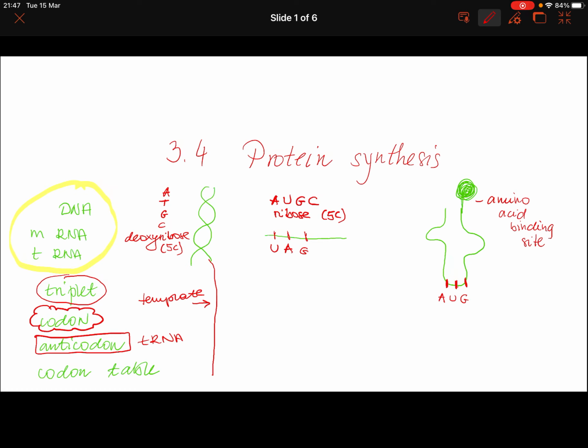Okay, so those are the key terms that you need to be aware of when you're learning about the protein synthesis. So the structure of the nucleic acids, DNA, mRNA, tRNA, and of course the function and the role of them in the process of protein synthesis. So triplet, one more time, there are 3 bases. Triplet on mRNA, it's called codon. Triplet on tRNA, it's called anticodon.